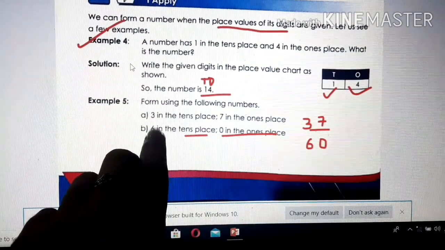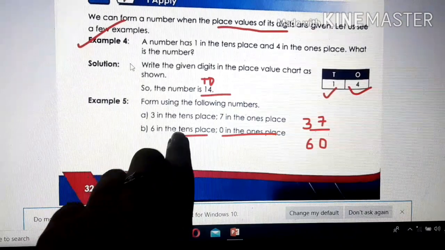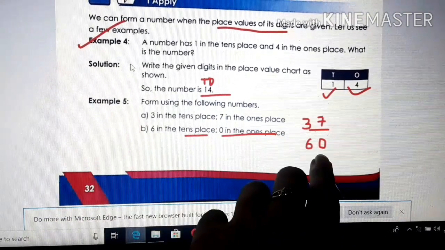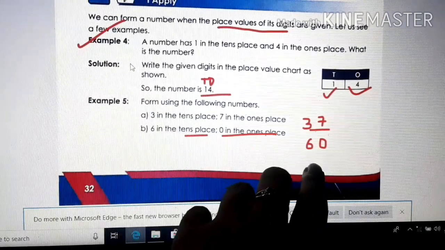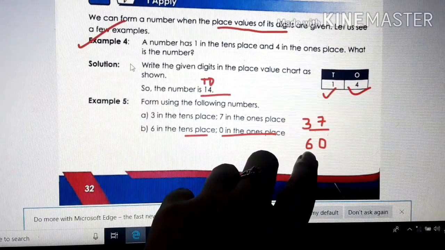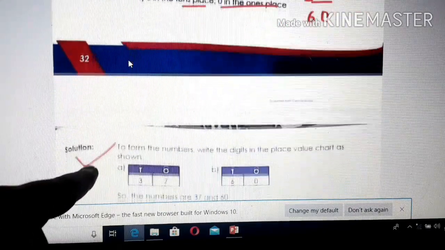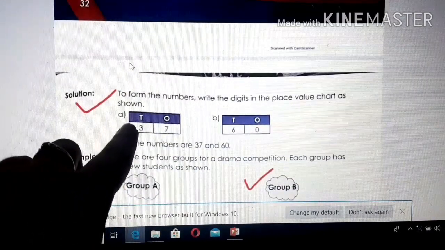37. Again, number B. 6 in tens place, 0 in ones place. Put 0 in ones place, 6 in tens place. So what number do you get, children? 60. Clear? This has been solved in page number 33.